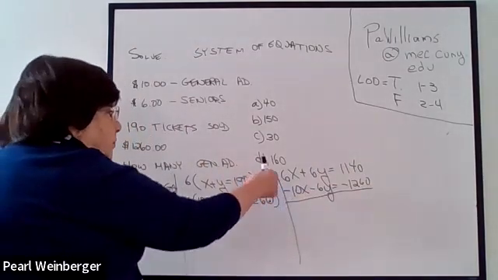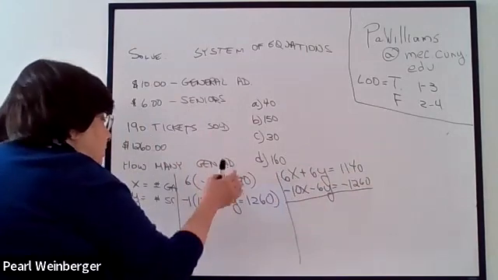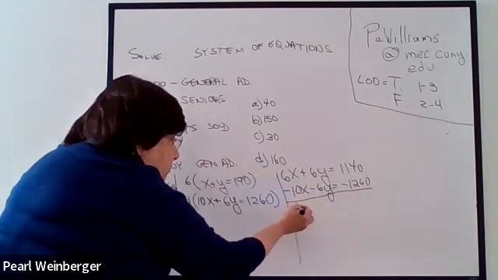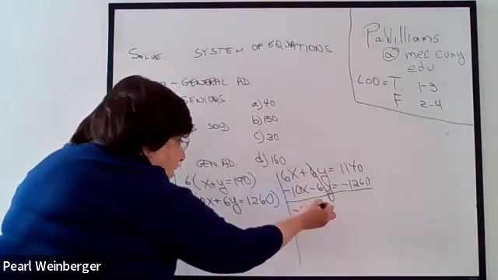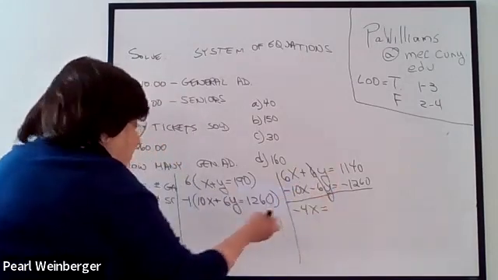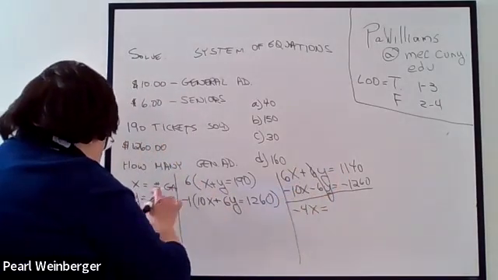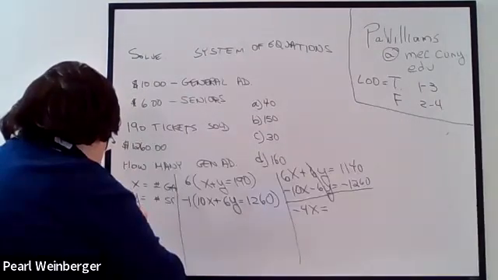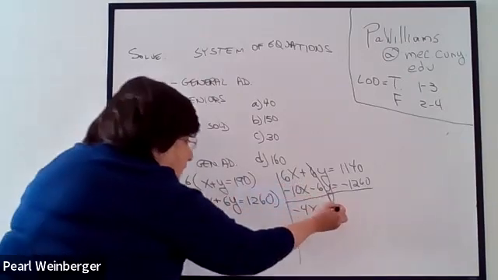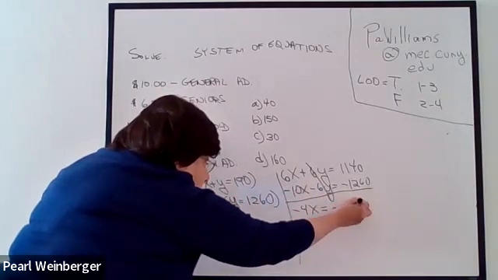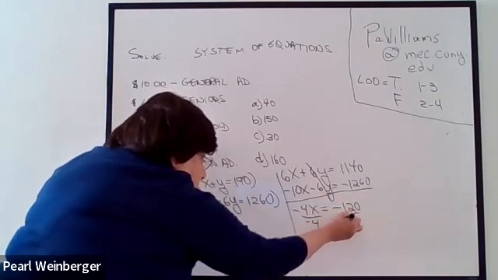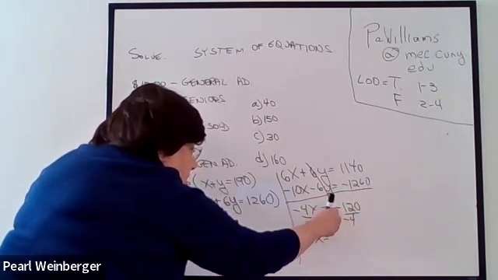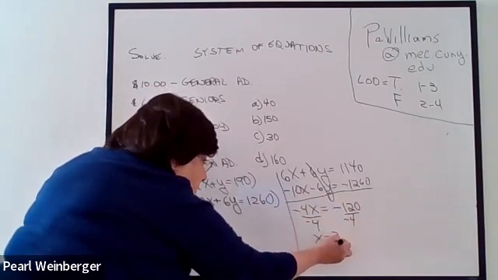Okay, now we add. Again, these are set up for the addition method. 6x minus 10x is negative 4x. The y's we wanted to get rid of, so they cancel out. 1140 minus 1260, let me do that on my calculator as well, gives me negative 120. And if I divide by negative 4, I get x equals negative 120 divided by negative 4, which is positive 30.